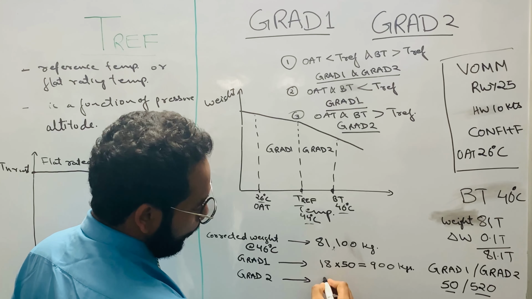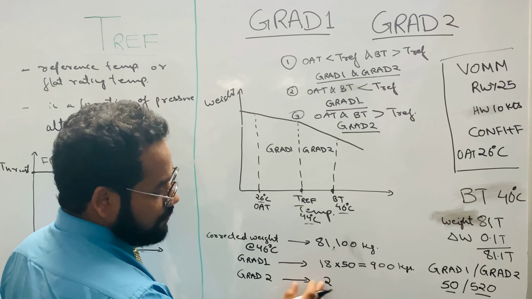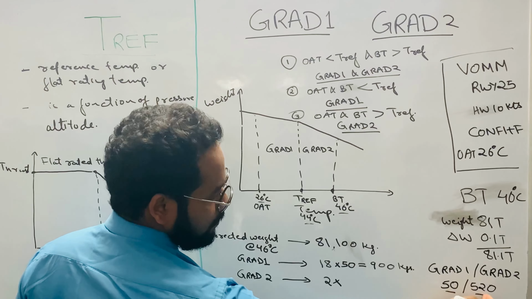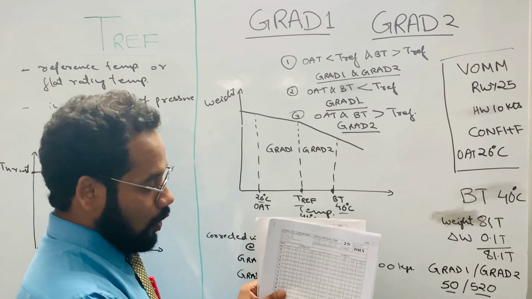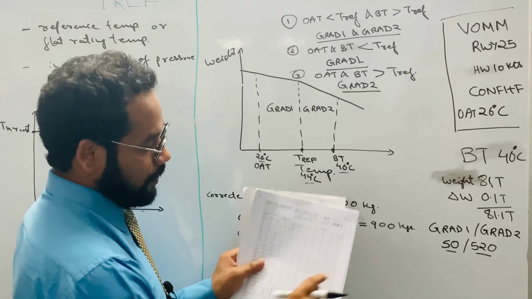2. Okay. Now this difference, multiply it with the value for grad 2, which is given at the bottom of the column here, which is 520. So I'm writing it here, 520. So how much does it become? 2 times 520 is 1040 kg. Okay, so grad 1 is 900 kg, grad 2 is 1040 kg.